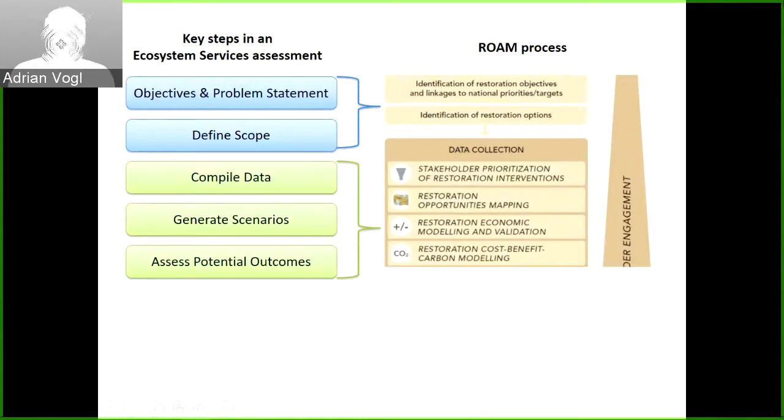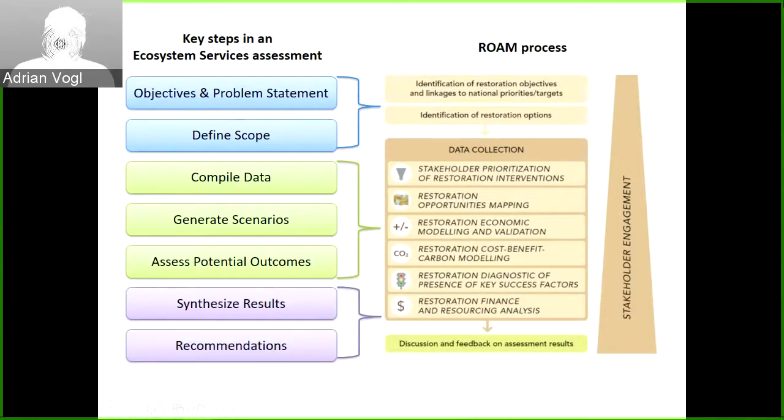And then as part of what ROAM calls the data collection phase, this is really where in an ecosystem service assessment, the real heart of the mapping and modeling would happen, which involves compiling data, often generating scenarios of different FLR interventions, assessing potential outcomes, perhaps doing some prioritization, multi-criteria analysis, or optimization to synthesize those results and then generate recommendations. And those recommendations would come in and be integrated with the other parts of the ROAM process somewhere near the end as recommendations are being wrapped up together and then run by the stakeholders in some of the later workshops.